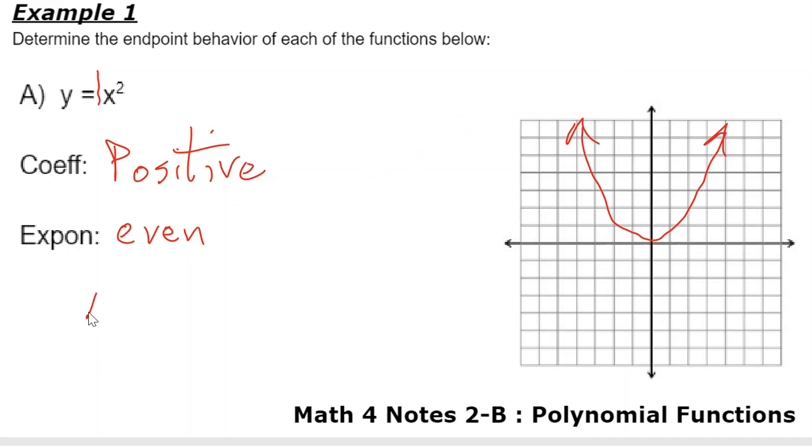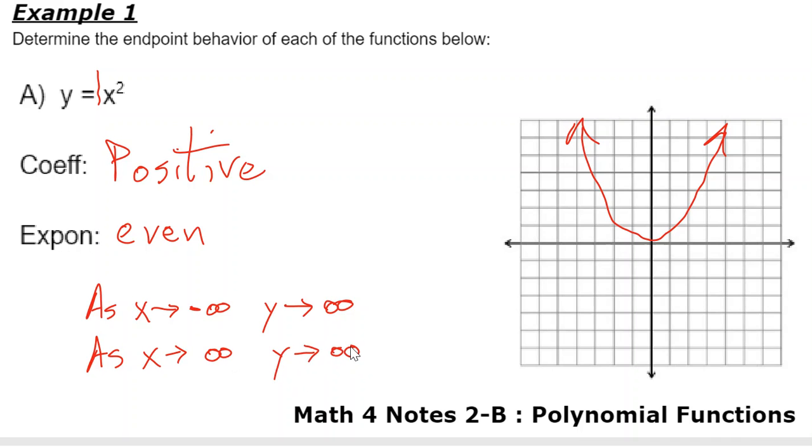But the thing is that as x is approaching negative infinity, y is going up. And as x is approaching positive infinity, y is still going up. And so they're both going to go up so long as the exponent is even, your degree, the highest exponent on there, is even, and you have a positive coefficient in front.